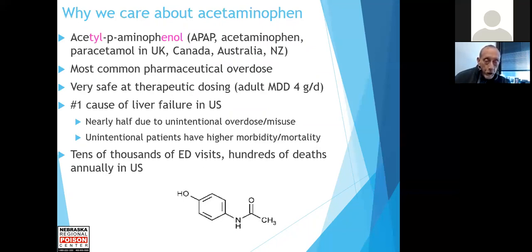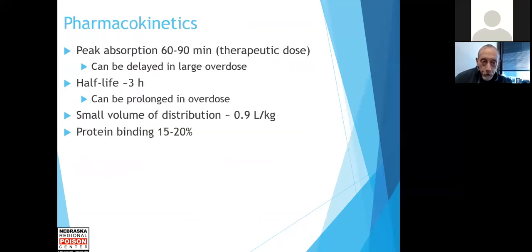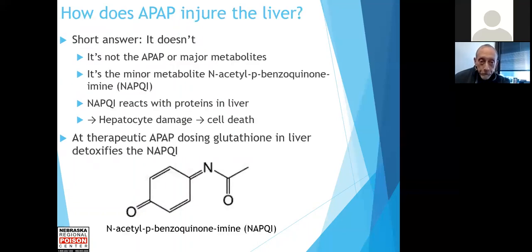So acetyl para-aminophenol is abbreviated APAP. In the US, it's acetaminophen. In the UK, it's paracetamol. It's our most common pharmaceutical overdose, very safe at therapeutic dosing. But in the US, it's the number one cause of liver failure. It's rapidly absorbed, and it has a short half-life, at least at therapeutic dosing. And how does it hurt the liver?